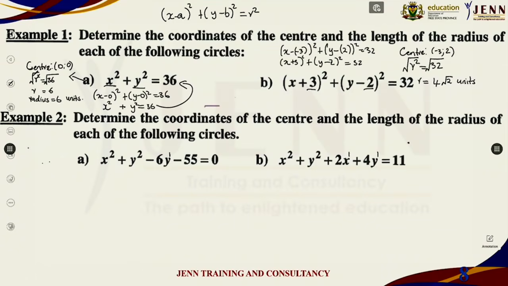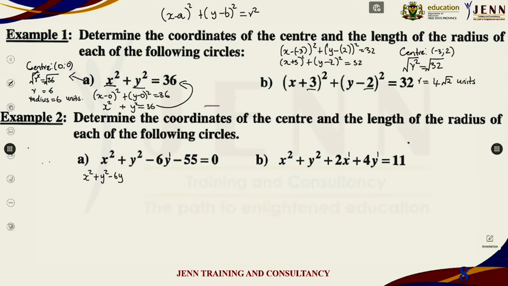Let us go now. For a, am I having x to the power of 1? No, x to the power of 1. For a, am I having it? I am not having it. So that means I am going to proceed to say x squared, then plus y squared minus 6y.